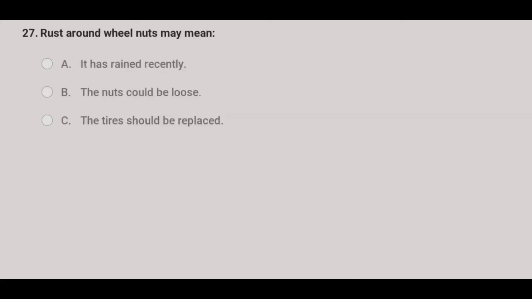Rust around wheel nuts may mean A. It has rained recently. B. The nuts could be loose. C. The tires should be replaced. B. The nuts could be loose. Rust around wheel nuts may mean that they are loose. Check the tightness of the nuts if you see any rust in the area.